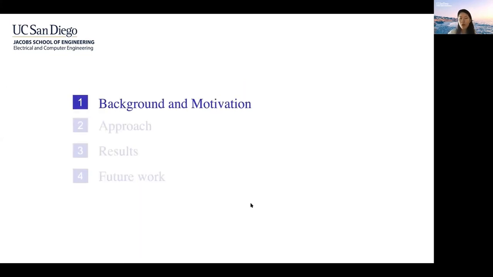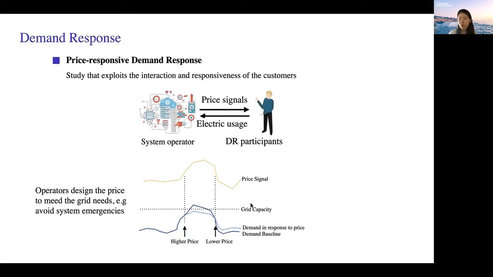First, I want to introduce the background and motivation. In this work, we focus on the price responsive demand response. Price responsive demand response is a study that employs the interaction of the consumers. You can see the system operator will give the price signals and the DR participants can adjust their electric usage according to the time varying price. And this is one example.